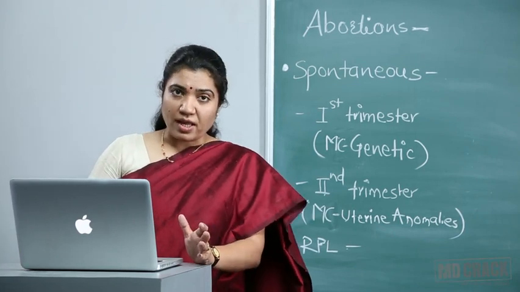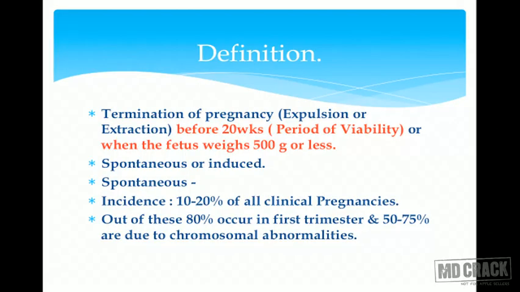Abortion can be spontaneous or induced. Now we are going to focus on spontaneous abortions, where the patient is willing to continue the pregnancy, but because of some clinical condition, disease or disorder, she is unable to continue and the pregnancy gets spontaneously aborted. The incidence is almost 10 to 20% of all clinical pregnancies, of which almost 80% occur in the first trimester, and 50 to 75% of these abortions are because of chromosomal abnormalities.